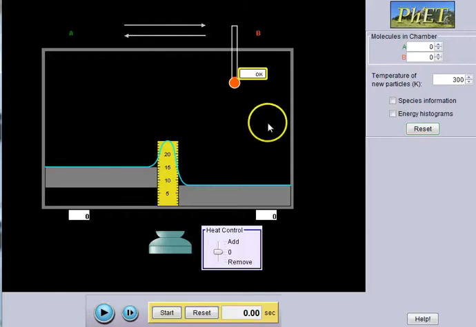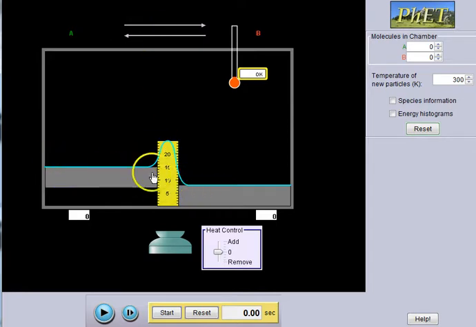The PhET simulation is pretty easy for students to use. The A is going to represent how many molecules are in the A well. B will represent how many are in B. They can see the double arrow that indicates the reaction is reversible. We can see the heights of the energy.